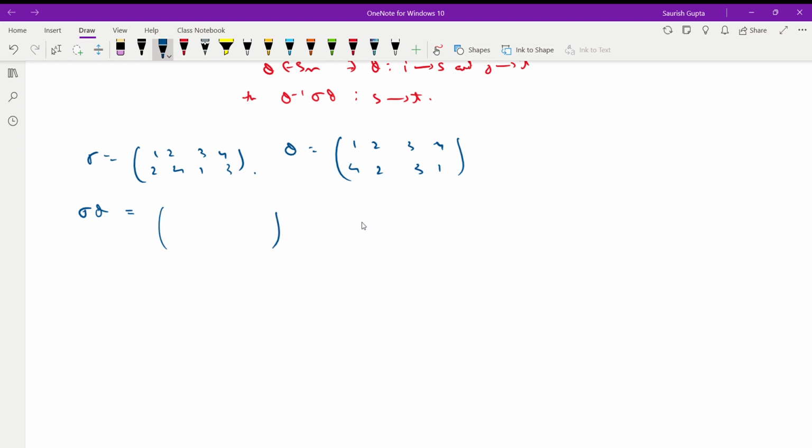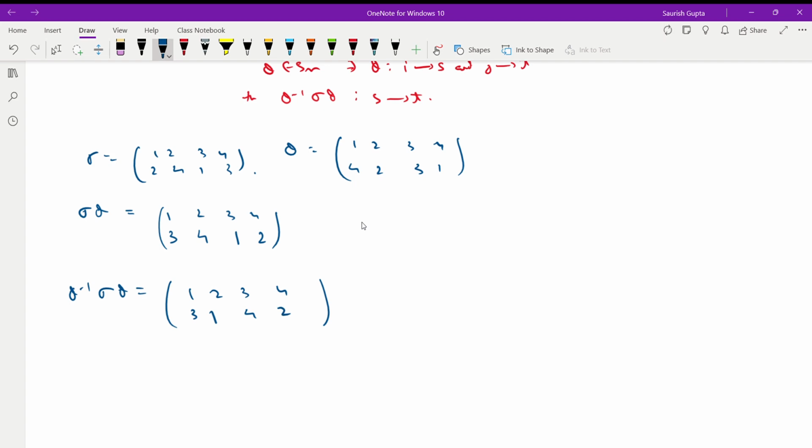Observe that for sigma theta, 1 goes to 4 here and 4 goes to 3, so 1 goes to 3, then 2 goes to 4, 3 goes to 1, and 4 goes to 2. And then what is theta inverse sigma theta? I just multiply theta inverse on the left hand side. So 1 goes to 3 here, and then 1 goes to 3 itself. Here 3 goes to 4, and 4 goes to 2.